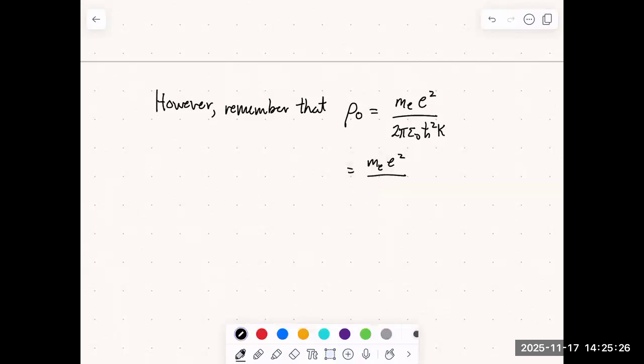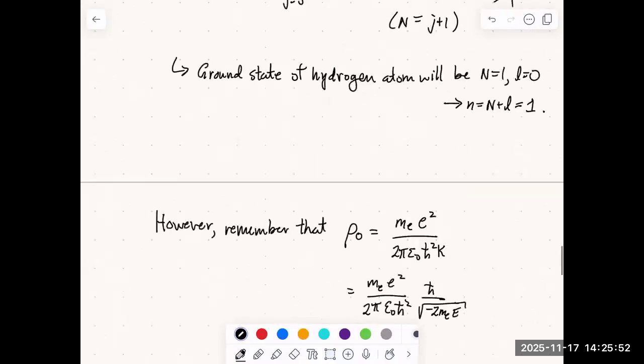2 pi epsilon naught h bar squared. So I've written down this thing exactly, and now we'll put in the 1 over kappa. It was h bar minus 2me times p. Okay, good. All right. So did we write it down?